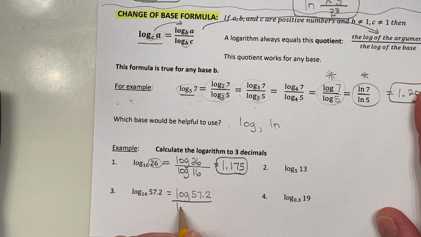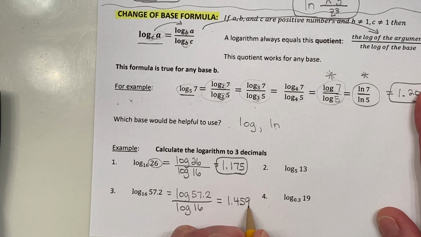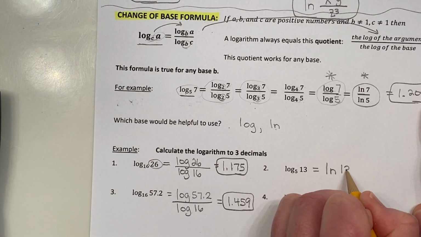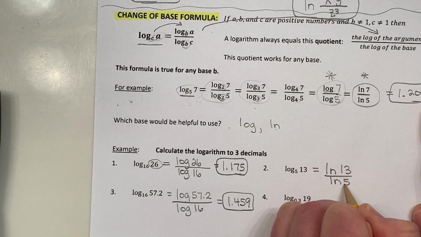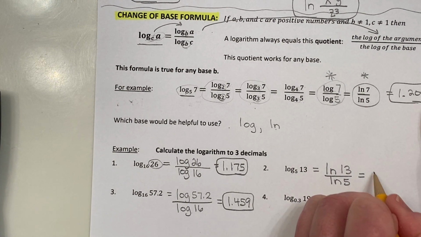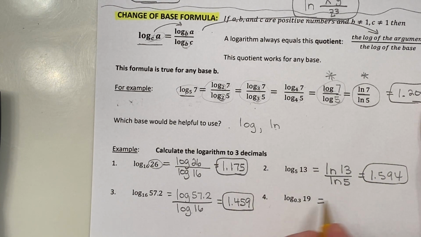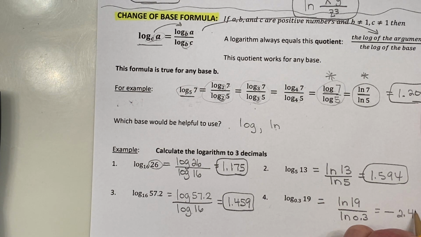Log of the argument divided by log of the base. And I change these to base 10. I'm going to use ln this time. Natural log of the argument divided by natural log of 5. And here, I'm going to go ahead and change to ln, natural log of 19 divided by natural log of 0.3. Just make sure you're able to do the keystrokes on the calculator.